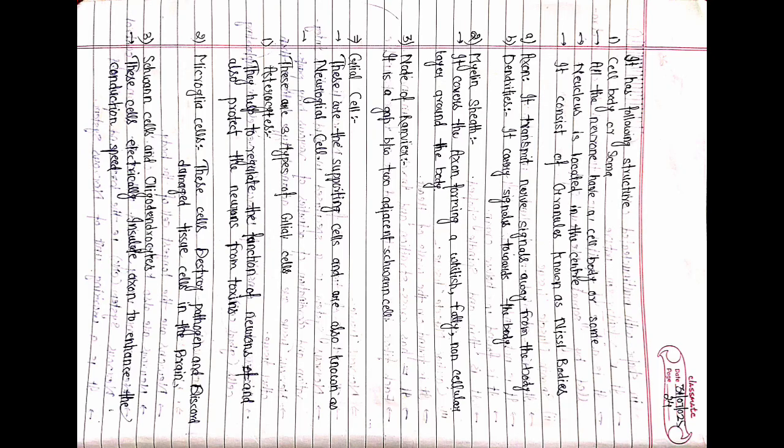Glial cells. These are the supporting cells and are also known as neuroglial cells. There are 3 types of glial cells. 1. Astrocytes. They help to regulate the function of neurons and also protect the neurons from toxins. 2. Microglial cells. These cells destroy pathogens and discard damaged tissue cells in the brain. 3. Schwann cells and oligodendrocytes. These cells electrically insulate axons to enhance the conduction speed.